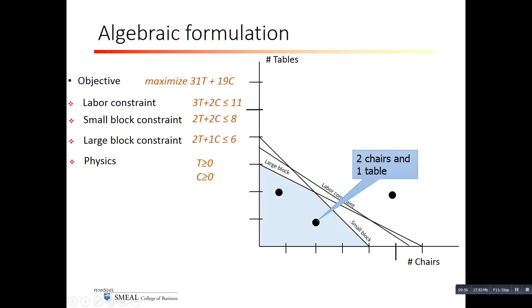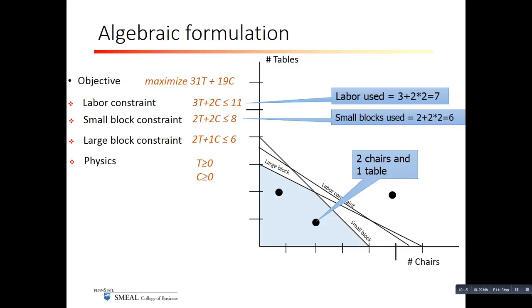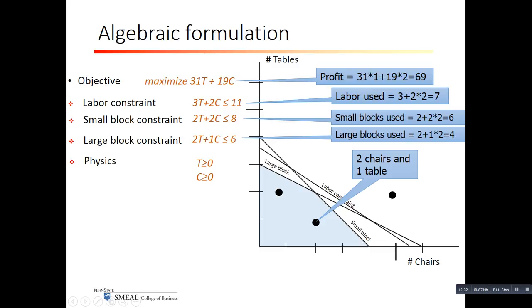For example, in this point, there are 2 chairs and 1 table, and for the first constraint, the labor used is 3 multiplied by t, which is 1, plus 2 multiplied by 2, which is 7. So the labor used is less than the total labor hours. Similarly, we can calculate for small blocks. The small block used is 6, so it satisfies the constraint. For large blocks it is 4, so it's less than 6. So given this point, we can evaluate the profit of this objective function.